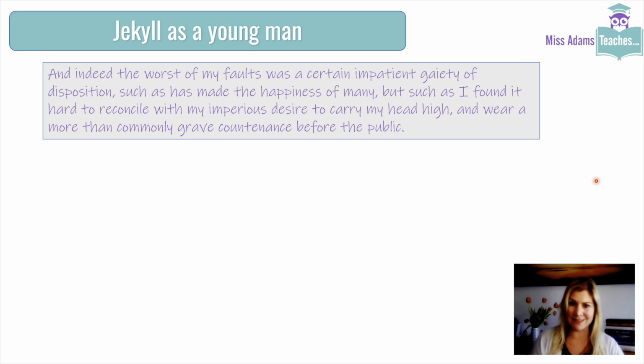Look at that, duality. So he calls it impatient gaiety of disposition. That's very euphemistic. He means the bit of him that wanted to go out, drink loads, I don't know, maybe have a bit of opium, maybe have sex with a prostitute. Naughtiness. That's probably the stuff that Hyde gets up to. But unfortunately, he can't cope with that because he's got this public persona, which is all about being really grave and really serious and, you know, abiding by the rules. So he's already, as a young man, seeing this difference in himself.